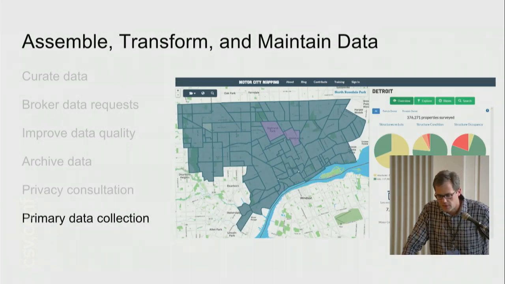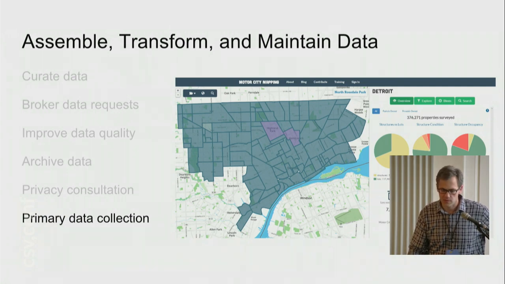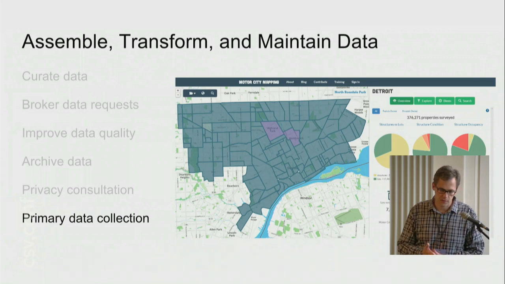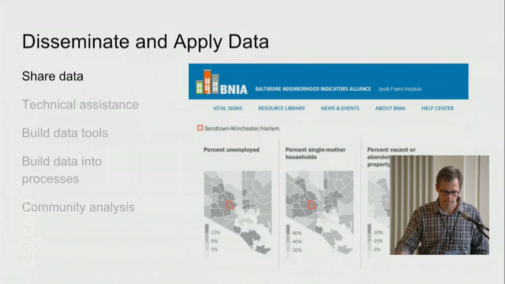Intermediaries are also involved in primary data collection. So you may have heard of the Motor City Mapping Initiative a few years ago in Detroit. Our partners at Data Driven Detroit were involved in helping to collect visual observation data on every parcel in Detroit, which was no small undertaking. But they're kind of in the weeds and working to really get data that can be used in those important decisions that affect that community.